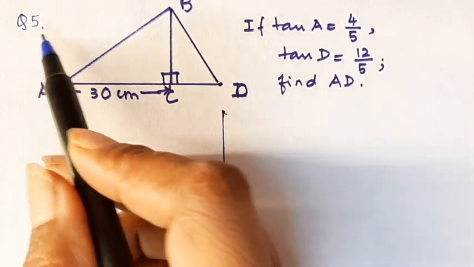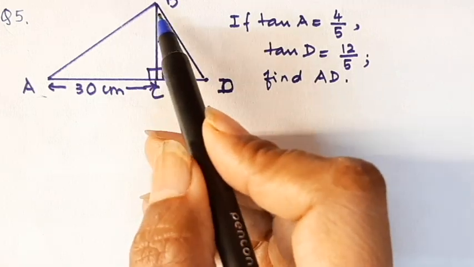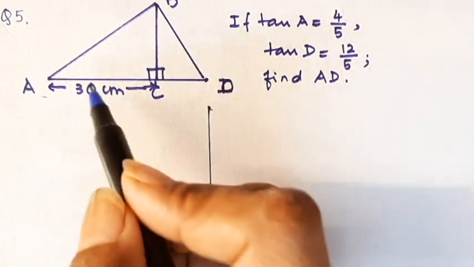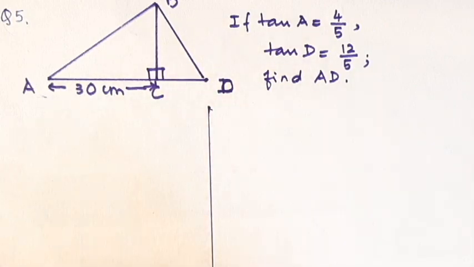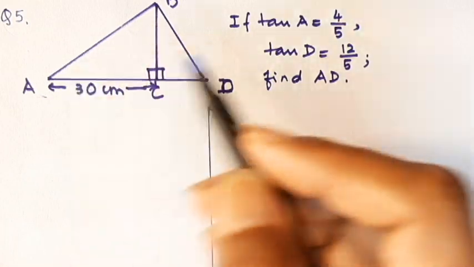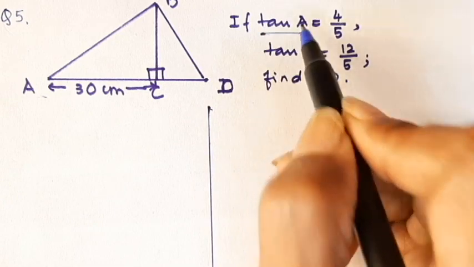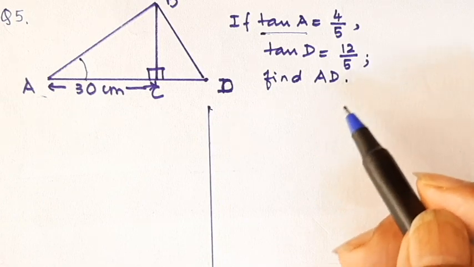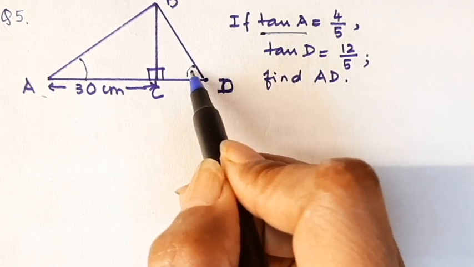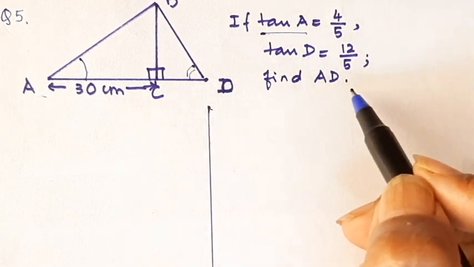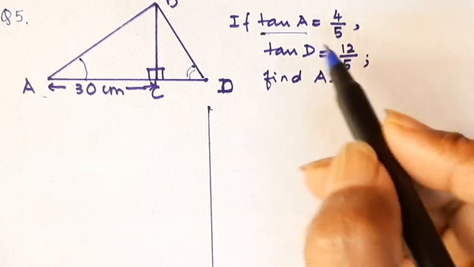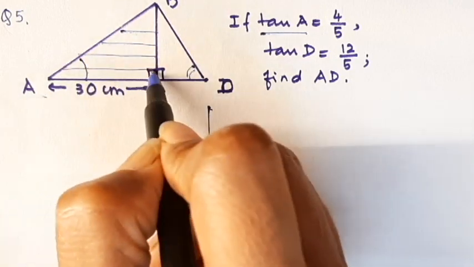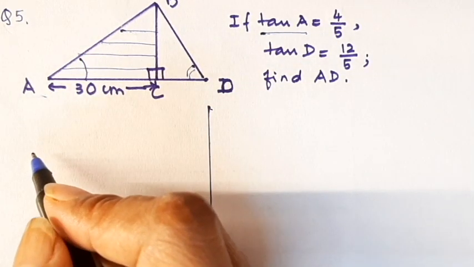Let us come to question number 5. Here again you will see that there is a combination of two right triangles and you have been given only one side. Now instead of giving you the angles, they've given tan of A, that means this angle is given as 4 upon 5, and tan of D has been given as 12 upon 5. And so if we take tan A, we must take this right triangle.